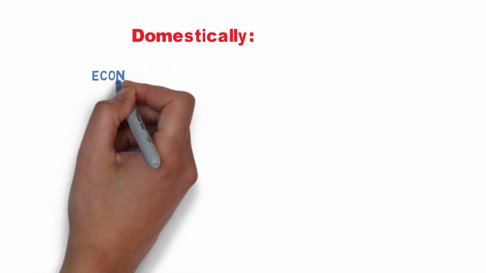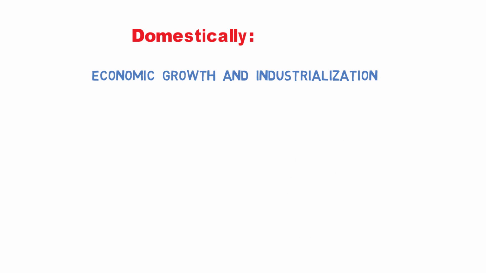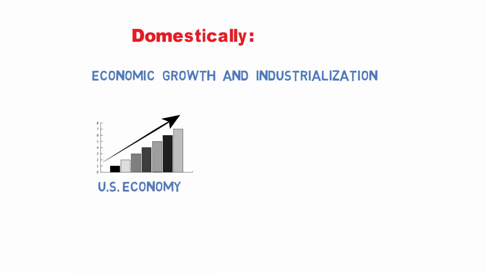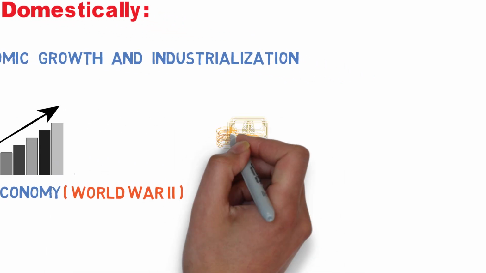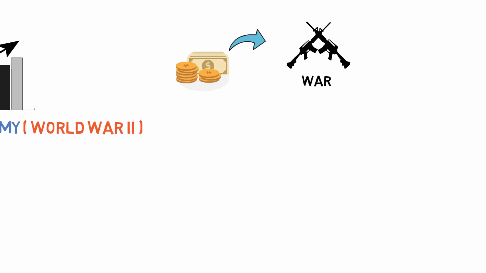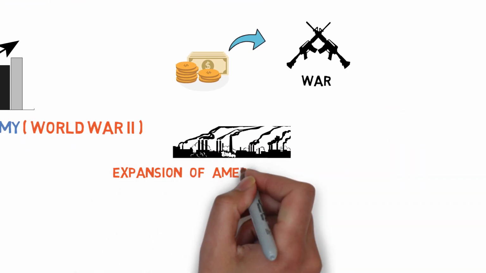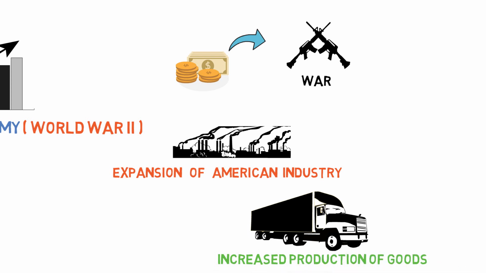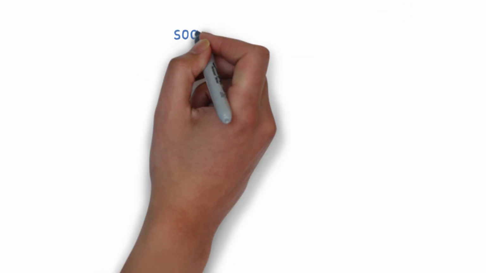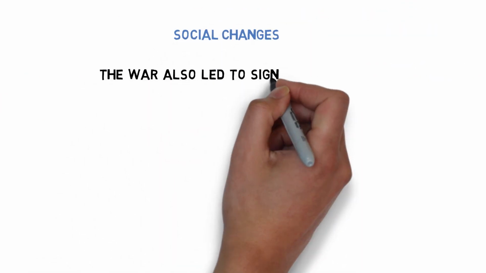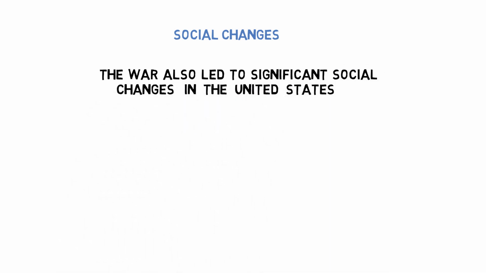Domestically, economic growth and industrialization. The U.S. economy boomed during World War II, fueled by massive government spending on the war effort. The war led to the expansion of American industry, increased production of goods, and job growth. Social change. The war also led to significant social changes in the United States.